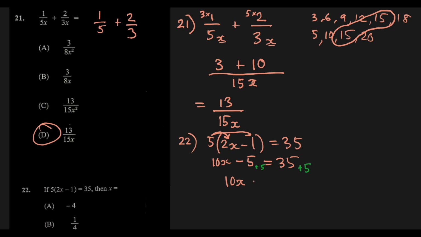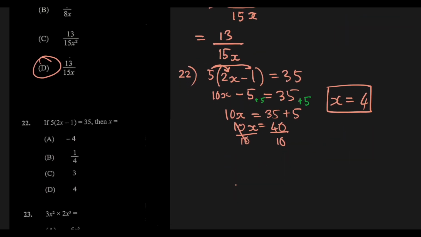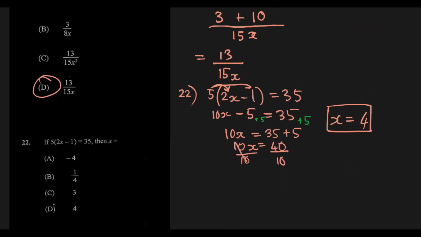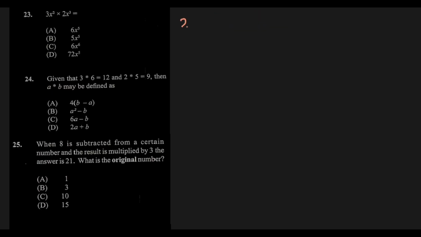So therefore 10x would be equal to 35 plus 5. And what's 35 plus 5? That's equal to 40. So 10x is equal to 40. Now we have to divide, which is the opposite of what this 10 is doing. This 10 is multiplying the x, so we do the opposite, divide both sides by 10. So x is equal to what? 40 divided by 10. Therefore x is equal to 4. And that's our answer. So we look for 4 on this, which is right here. All right, so number 23.